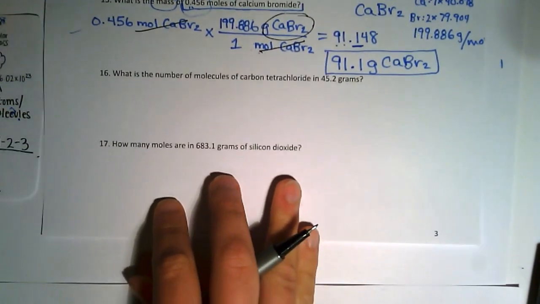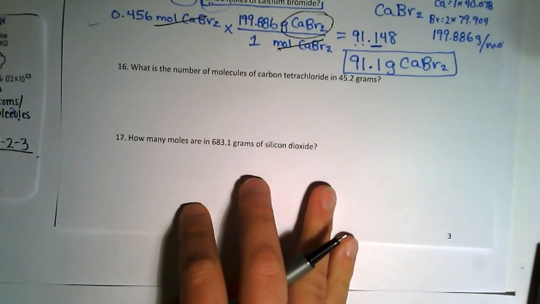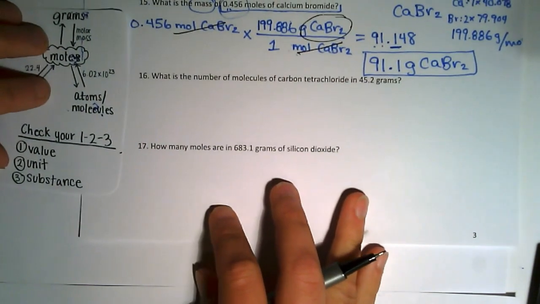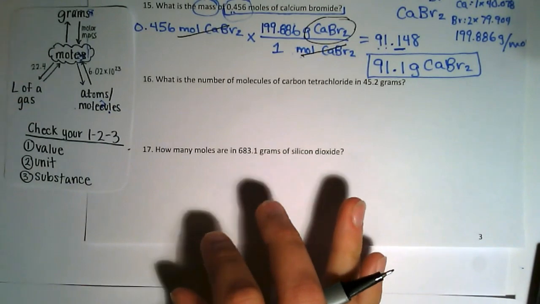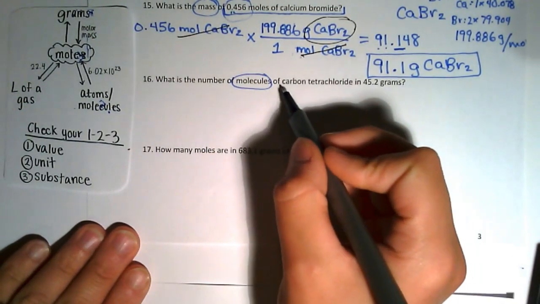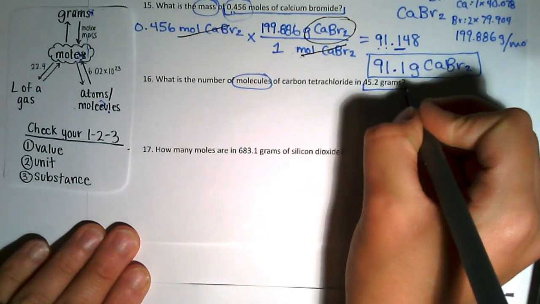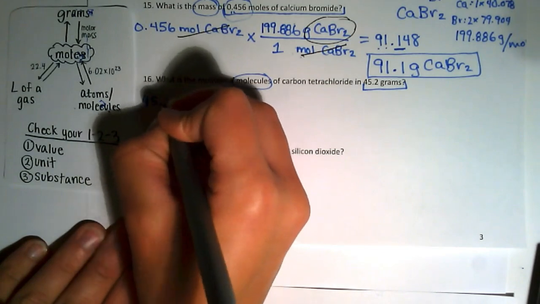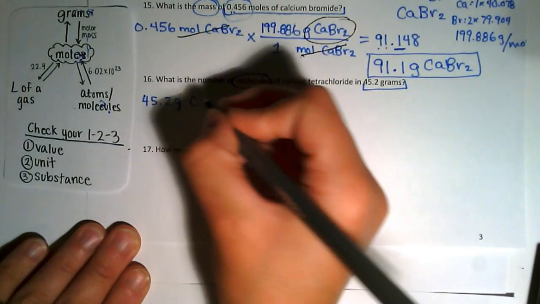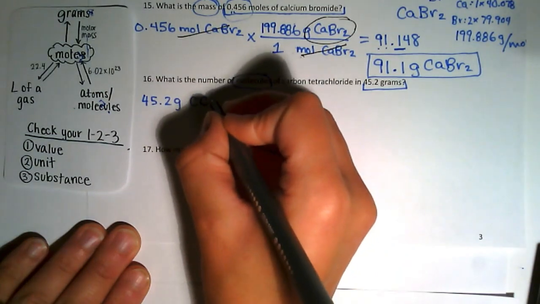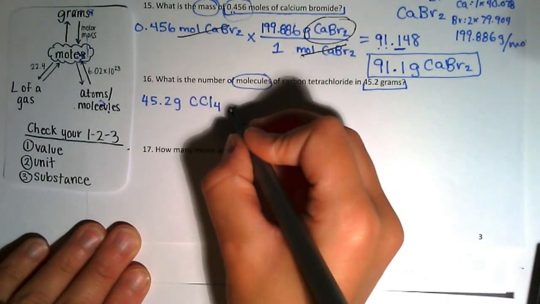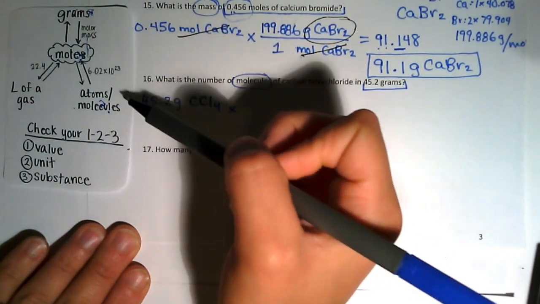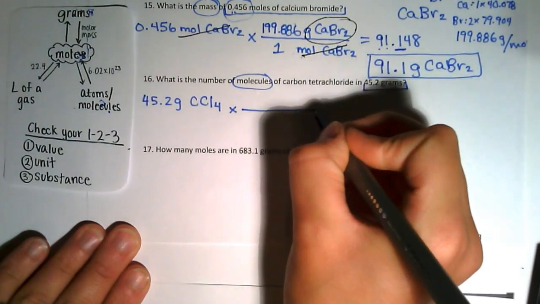Alright, up next, we're getting close to the end here. What is the number of molecules of carbon tetrachloride in 45.2 grams? What is the number of molecules? So we're looking for molecules of carbon tetrachloride in 45.2 grams of carbon tetrachloride. So we're going to start with 45.2 grams of carbon, just one carbon with tetra, meaning 4 chlorines, CCl4. Okay, and we want to go from grams to molecules. That's going to be 2 steps. 1, 2.